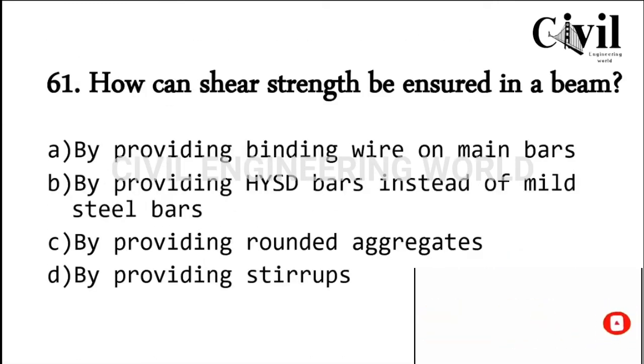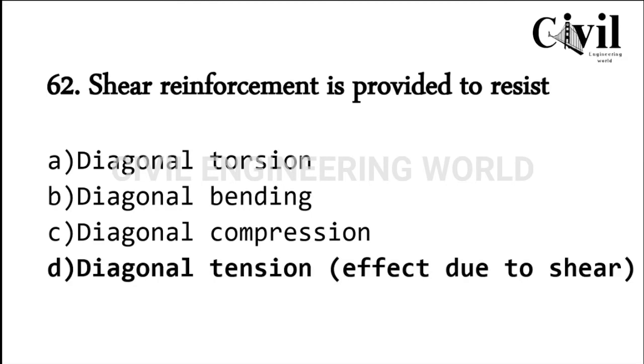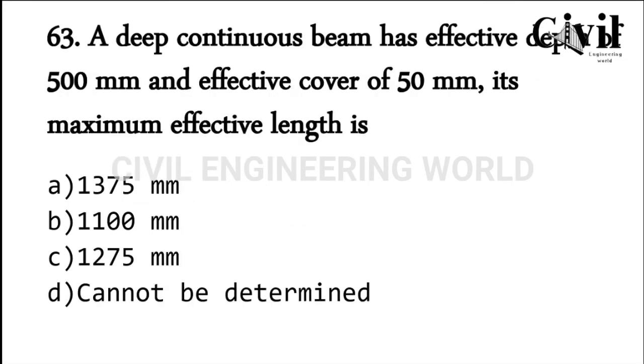How can the shear strength be ensured in the beam? So B is the correct answer. Shear reinforcement is provided to resist diagonal tension. D is the correct answer. Okay, so let's move to the next one, which is shear reinforcement. The deep continuous beam has an effective depth of 500 mm and effective cover of 50 mm. Its maximum effective length is, so we have this formula.